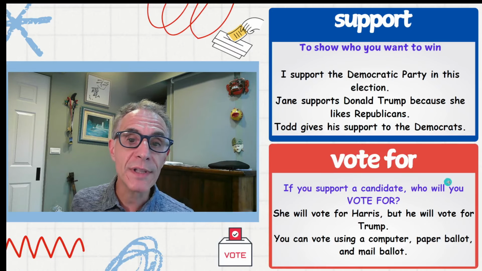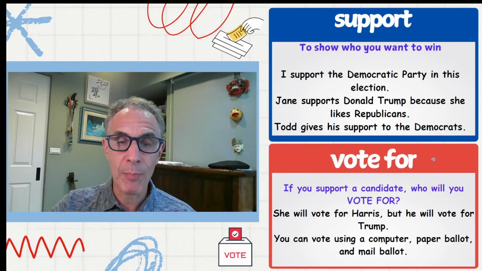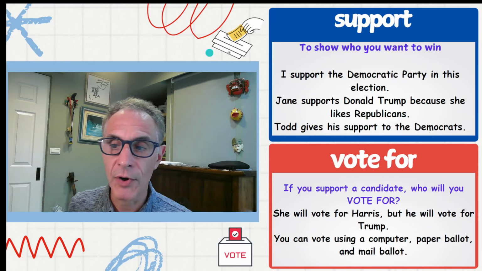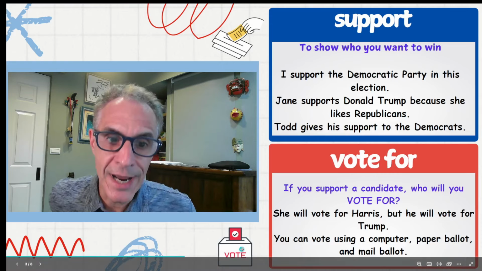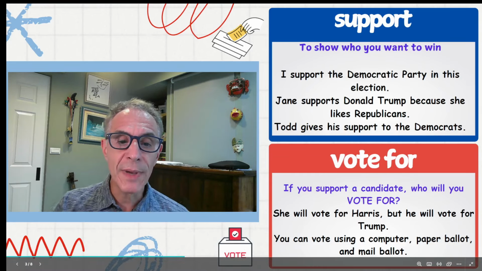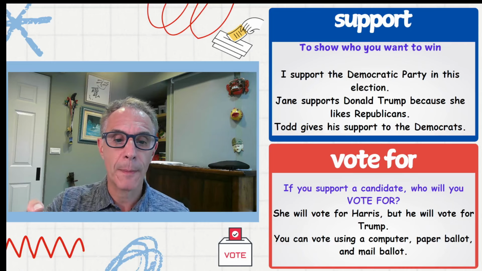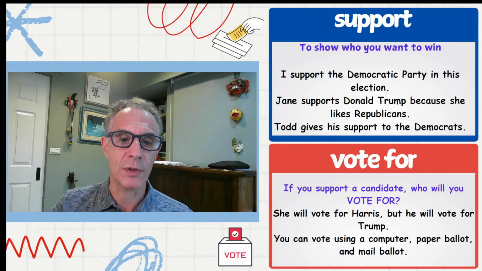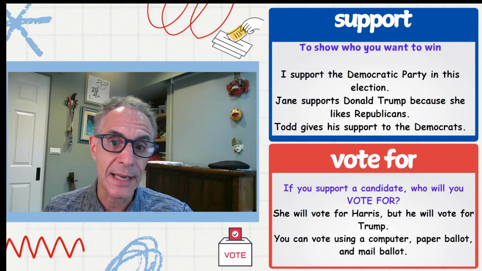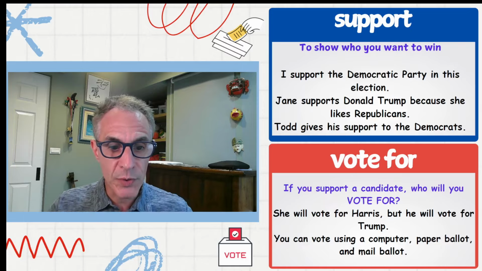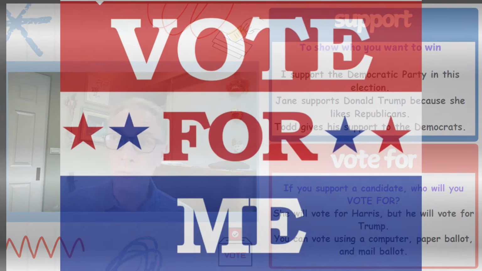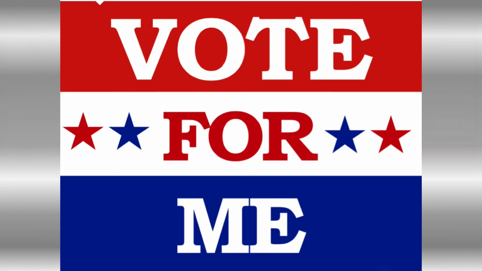And then if you support somebody, you will vote for that person on the voting day. And here I've got some logos here, vote and vote, right? There are different ways to vote now, computers, mail in, okay? And so vote means you give your support to that person and they get one vote, all right? And whoever gets a lot of votes wins. So if you support a candidate, who will you vote for? So we use vote for, okay? So she will vote for Harris, but he will vote for Trump. Okay, I vote for somebody.